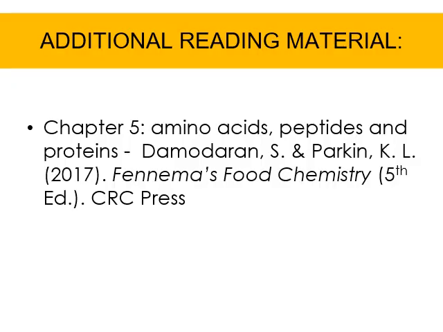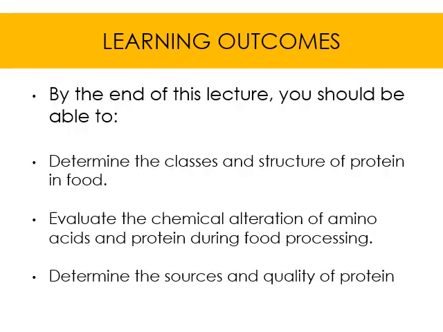What I'm going to cover today is just an overview, but if you want to learn more in depth, I would advise you to read chapter 5 of the Fennema's Food Chemistry textbook. In this lecture, we are going to cover the classes and structure of proteins, the chemical alterations that can happen to amino acids and proteins during food processing, the sources, and how we can determine the quality of protein.